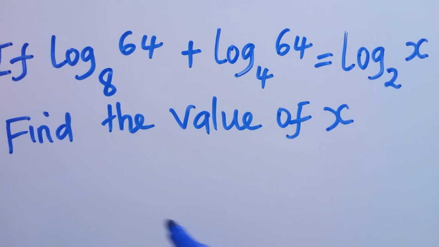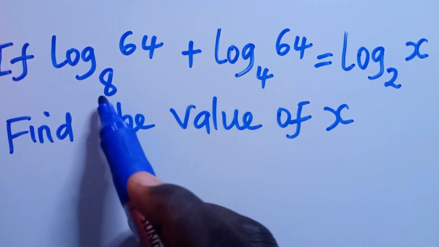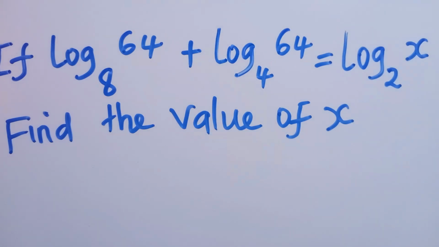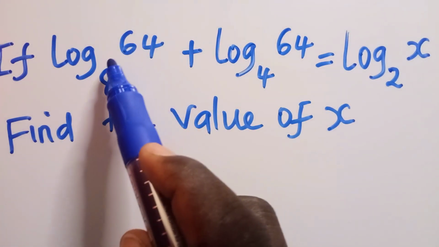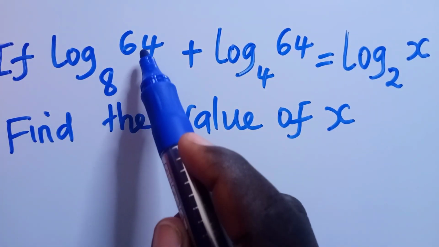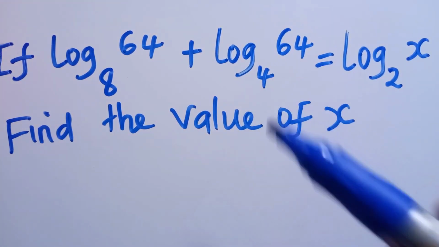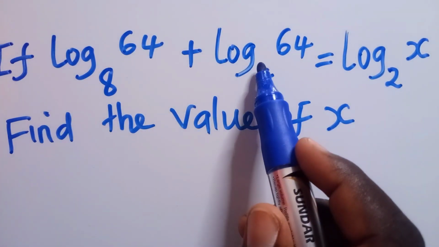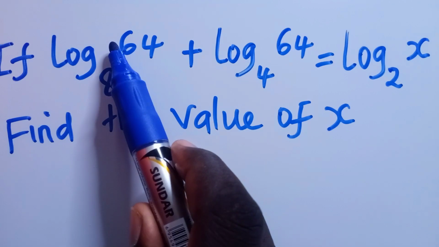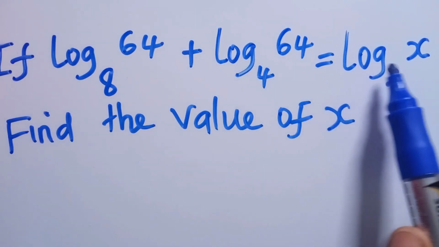Now, in this case, on our left-hand side we have logarithms of different bases. Since they are logarithms of different bases, we shall solve them separately, because 64 and 8 are integers, and 64 and 4 are integers. Whatever we obtain from each, we replace here, and then we equate it with this one.